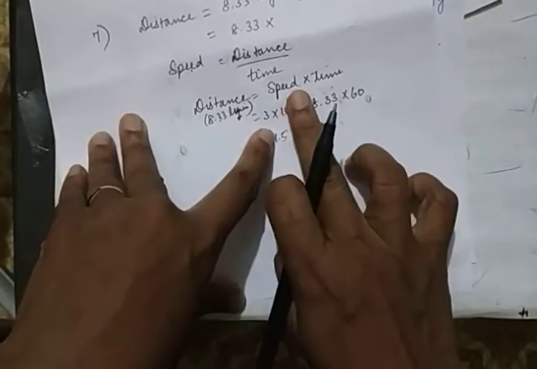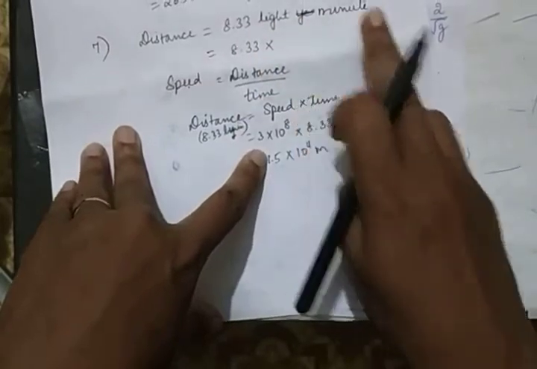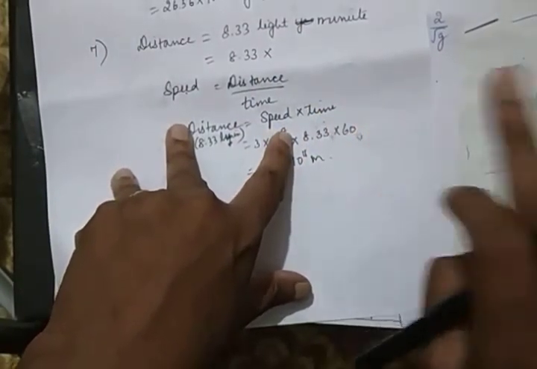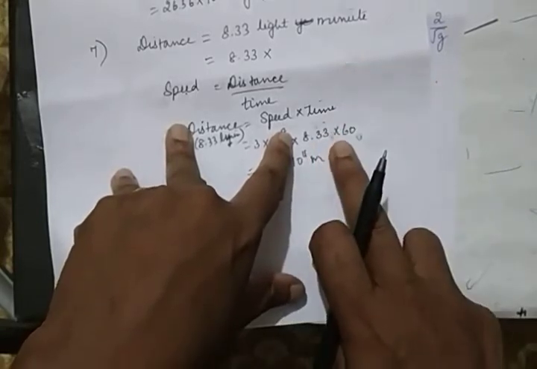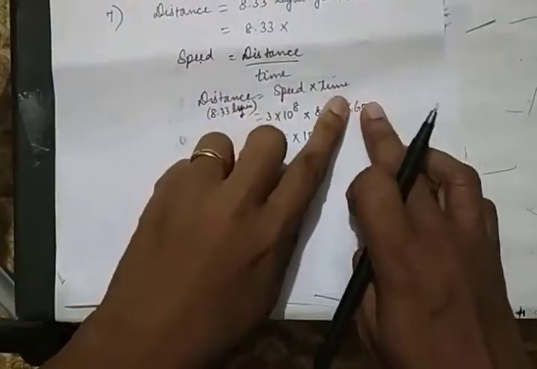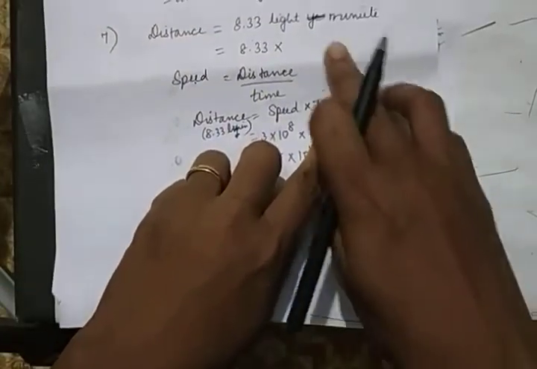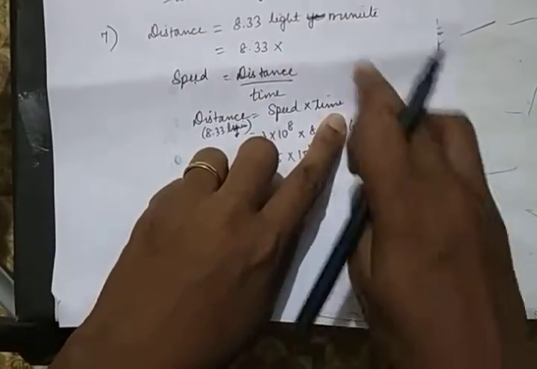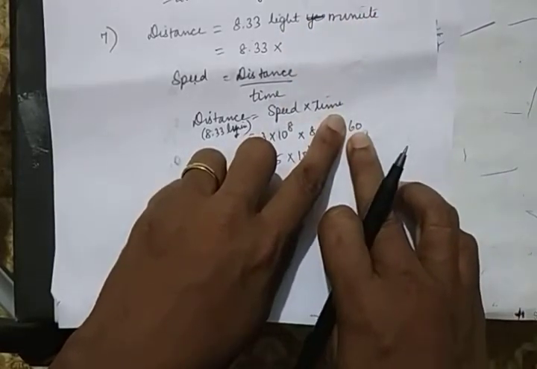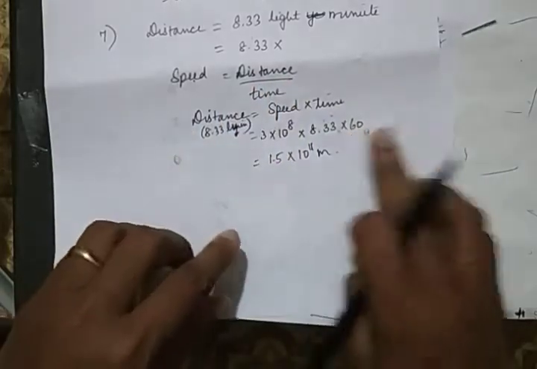If they would have said light year, you have to take 1 year, and in 1 year how many seconds? 86,400 seconds. So instead of 60, you will have 86,400. Because it is light minute, I have 60. If it was light year, here it will be 86,400. Remember that.